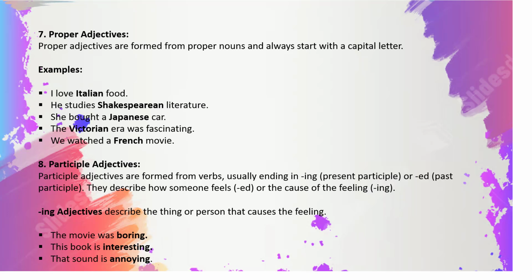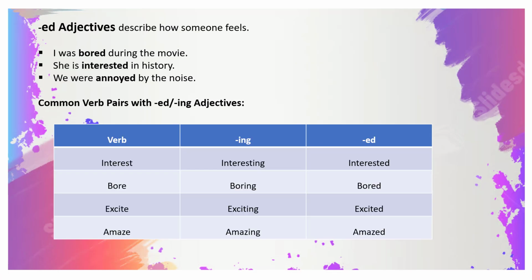For example, the movie was boring. This book is interesting. That sound is annoying. All the ing words are ing adjectives, which can also be called present participles. Ed adjectives describe how someone feels. It tells us about the feelings of the people. I was bored during the movie. She is interested in history. We were annoyed by the noise. All the ed words are ed adjectives, which are also called past participles.